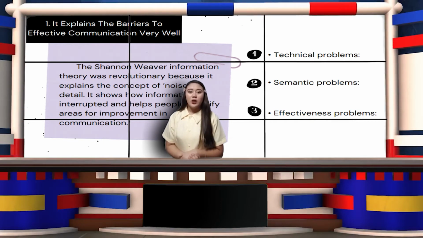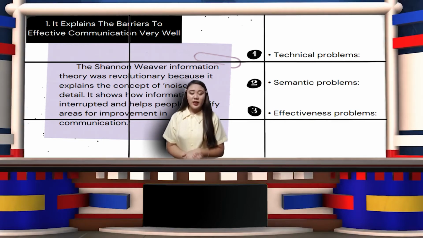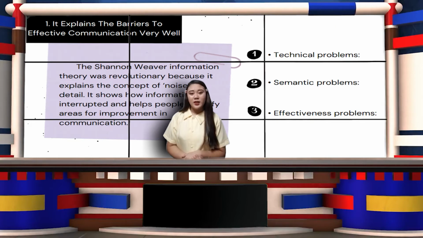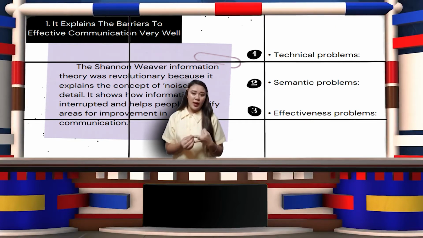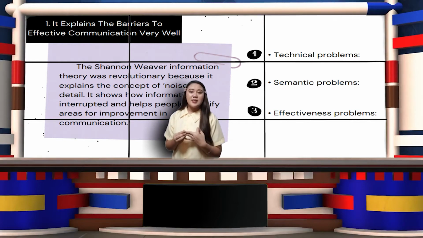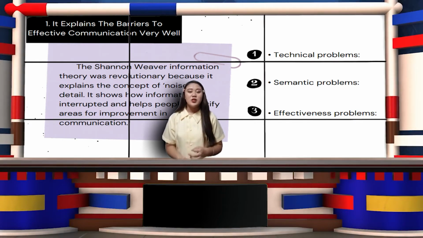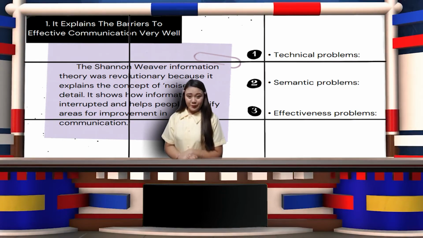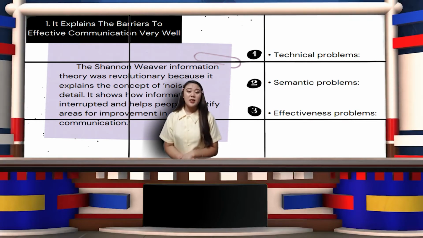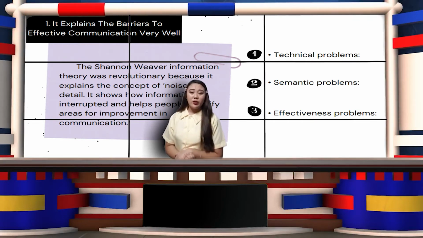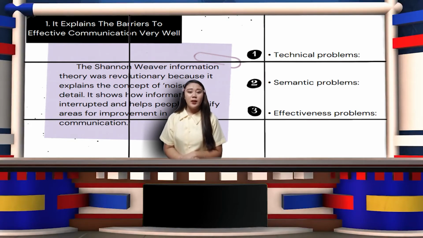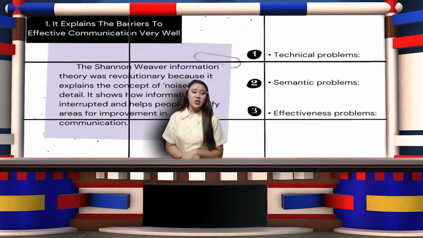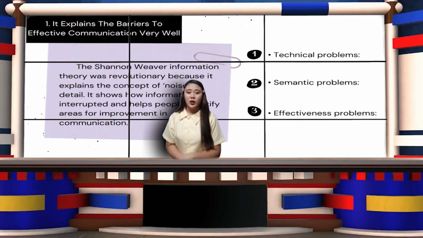For example, the model also includes 3 levels where communication can be interrupted. These are the technical problem, the semantic problem, and lastly the effectiveness problem. So let's define what the technical problem is first. Technical problem is where the decoder, encoder, or channel causes the problem. For example, when a machine important for the communication of a message has a fault.